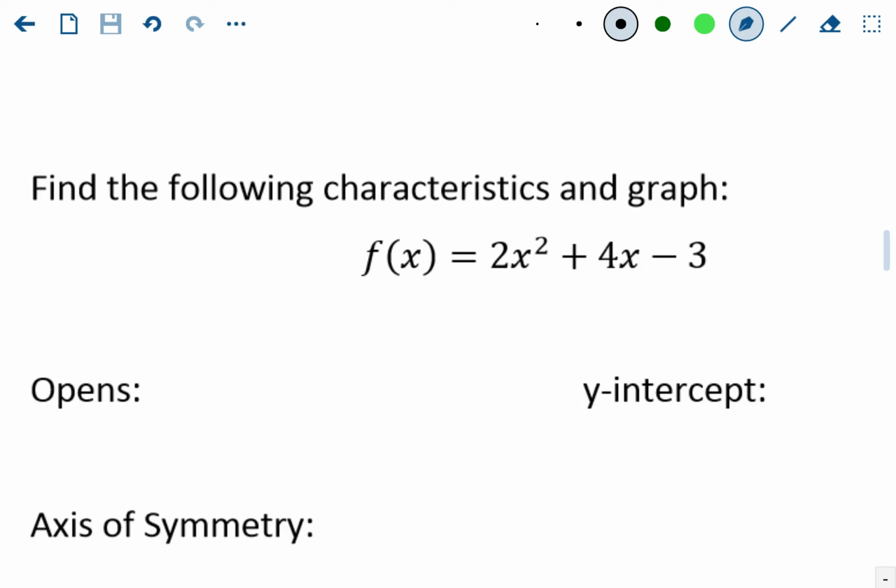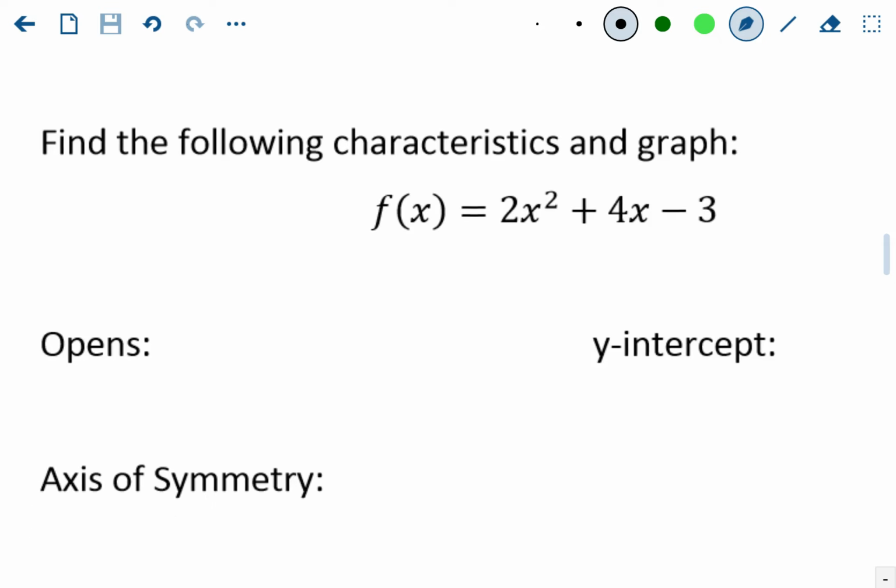But we want to know certain characteristics, and certain problems might ask, instead of graphing the whole thing, it's good to be able to just find the x-intercept, or just find the vertex, or just find the y-intercept. So being able to get as much information from an equation as you can is important. Okay, so we're given this function f of x equals 2x squared plus 4x minus 3.